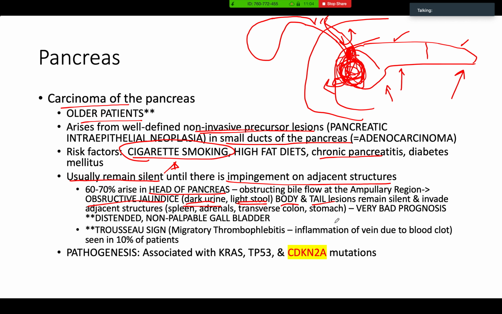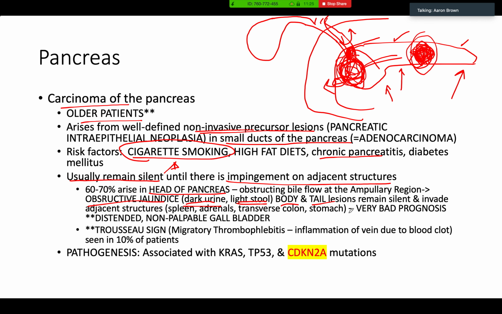Zero symptoms. If you have a tumor growing back here, there's nothing to obstruct except really the pancreatic ducts, and so maybe you'll have a little bit of malabsorption, but you still have all these downstream ducts, so these ducts are fine, so it's not going to be a lot of malabsorption. So really, your patient is going to have zero symptoms. This tumor is going to grow and grow and grow and grow.